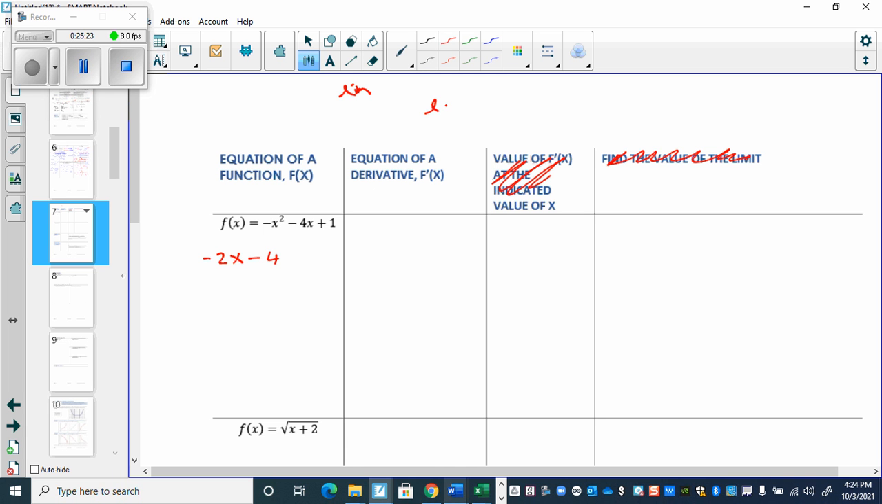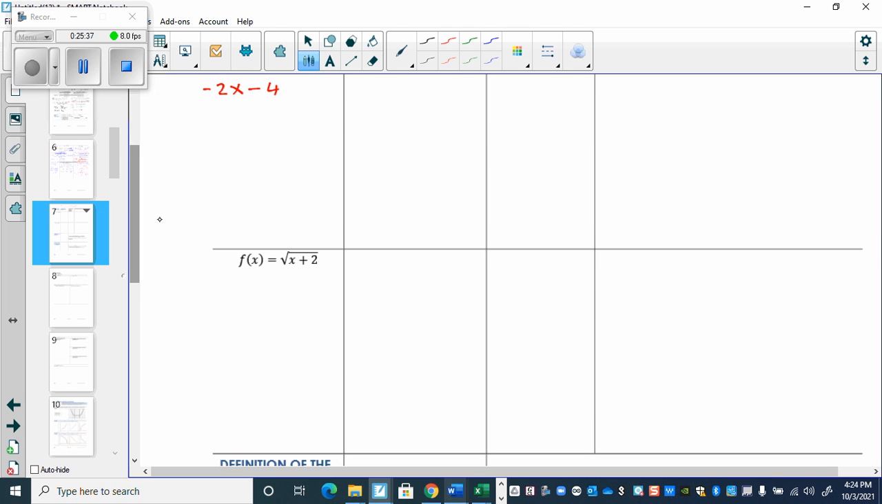If you don't remember what the difference quotient is, it's f of x plus h minus f of x, over h. So this is good practice for the difference quotient. Right here, this would be 1 over 2 square root of x plus 2.